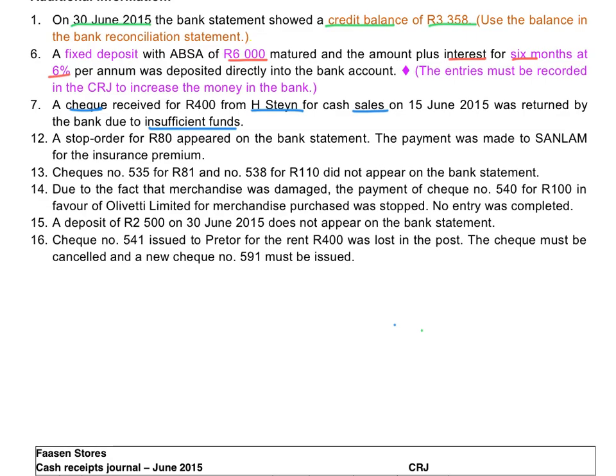A stop order for 80 Rand appeared on the bank statement. This was a payment made to Sanlam for insurance premium of 80 Rand. The monthly installment is called a premium, but our ledger account will only be called insurance. A stop order is an instruction to the bank to pay out 80 Rand every month on behalf of the business to Sanlam. So it's basically like a check, money paid out of the bank account, so we will record this entry in our cash payments journal.